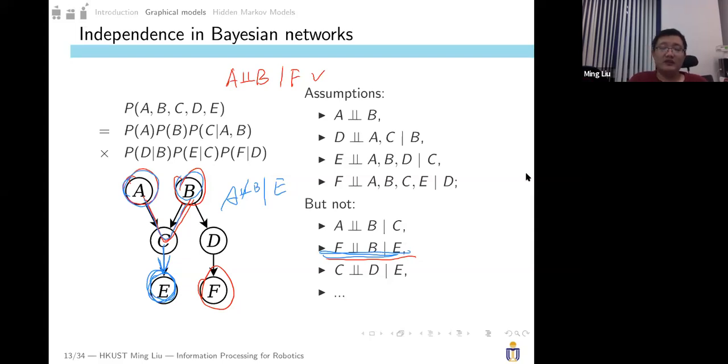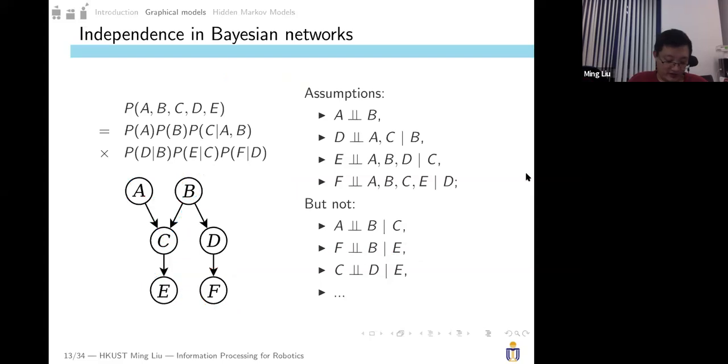So then you can easily check all kinds of conditions. Let's say between A and F, there is a variable B, and there is a tail here. Also, there is another tail. So that means given B, A and F will be conditionally independent. A and F are conditionally independent given B.